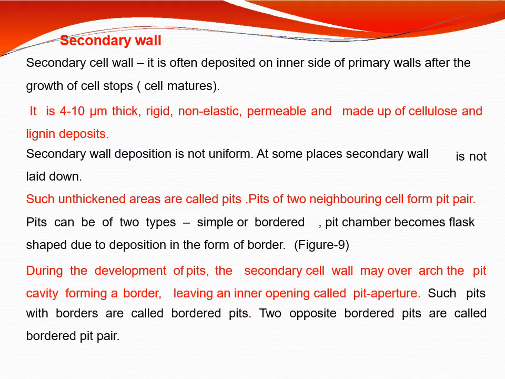पिट्स जो हैं वो हमारे पास एक किस्म की नहीं होती, बल्कि ये 2-3 किस्मों की होती हैं. इनके ऊपर हमारे पास बॉर्डर्स भी हो सकते हैं, ये बिल्कुल सिंपल भी हो सकती हैं. मैं आपको डायग्राम में दिखाऊंगी जो अगली स्लाइड पर है कि पिट्स कैसे बनती हैं और पिट्स के गिर्द किस तरह की डेपोजिशन होती है जो उनको पिट पेयर्स बनाती है.